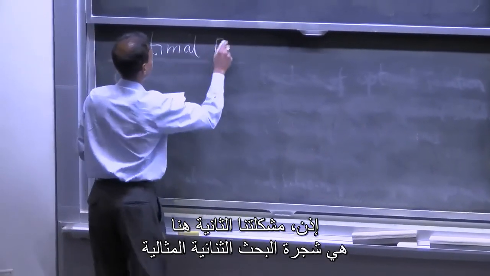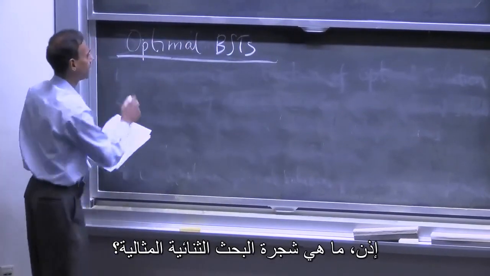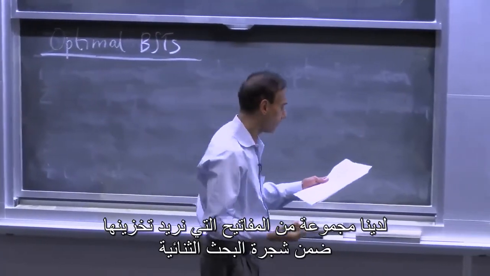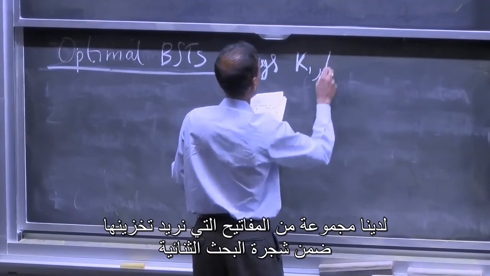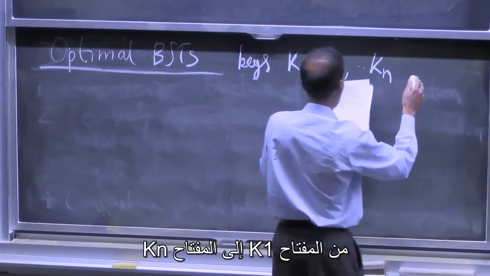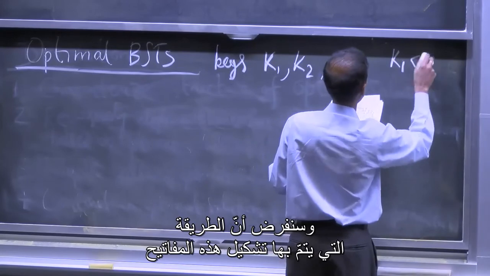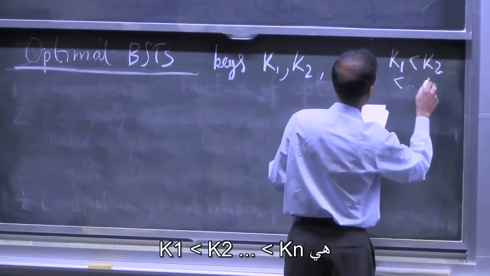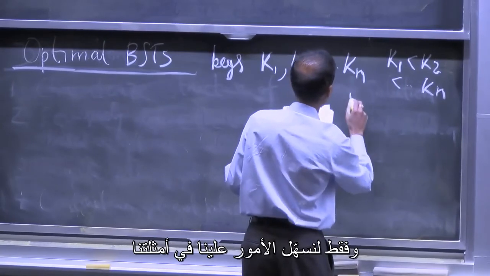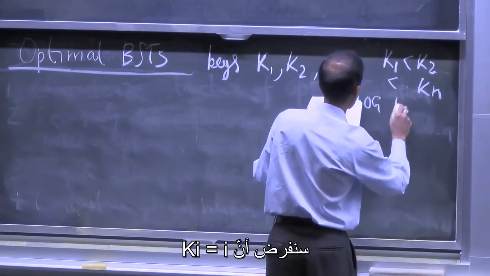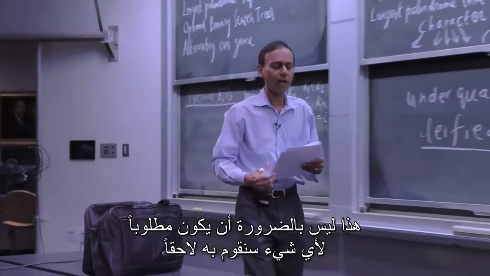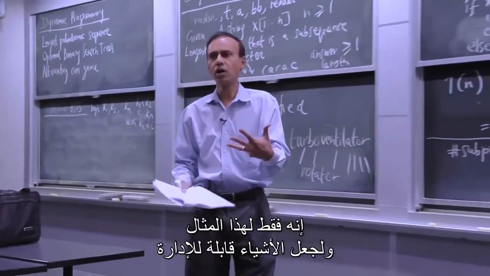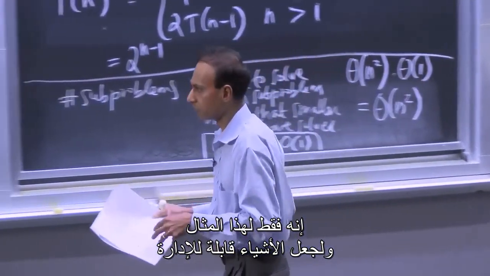So here's our second problem, optimal BSTs. Right. So what is an optimal BST? We have a bunch of keys that we want to store in the BST, K1 through Kn, and we'll assume that the way this is set up is that K1 is less than K2, less than Kn, and just to make our life easier in our examples, we'll just assume that Ki equals i. That's not necessarily required for anything we're going to do next. It's just for the sake of examples and keeping things manageable.